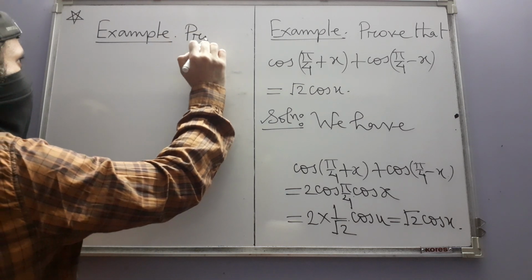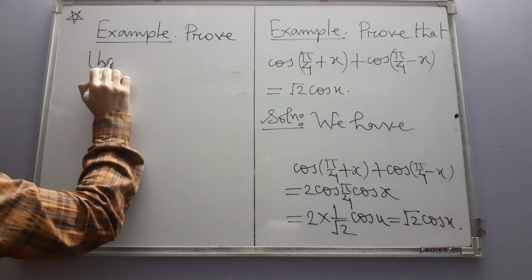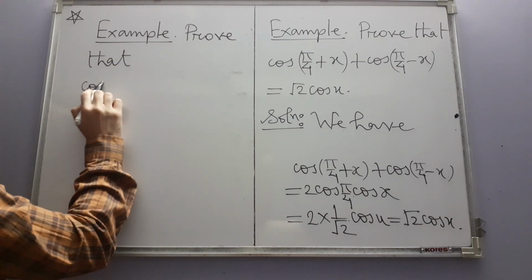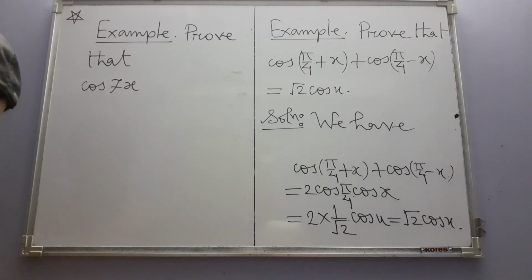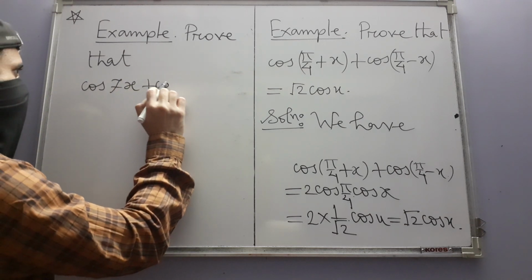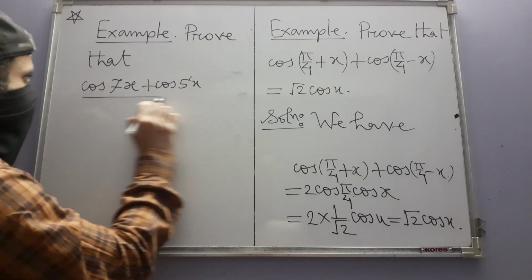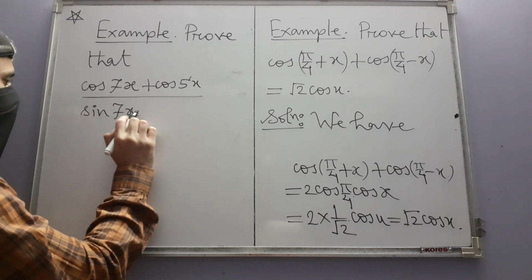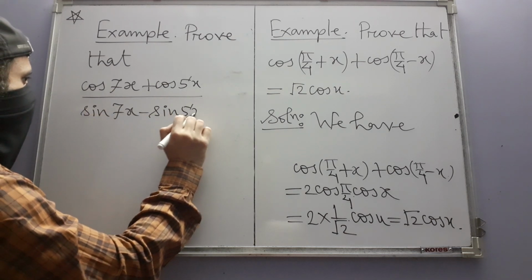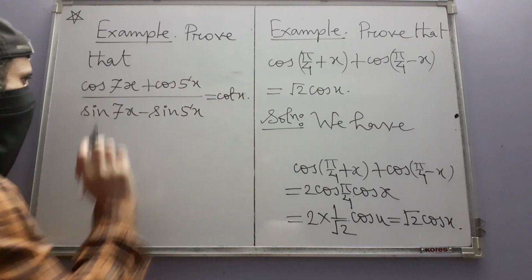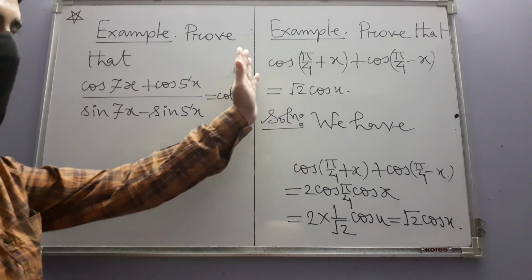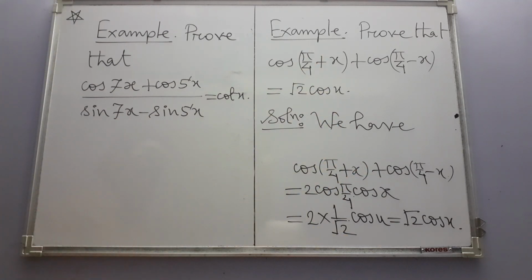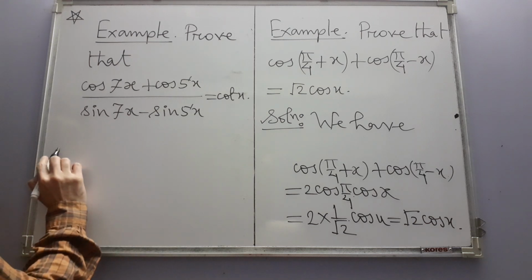But anyway, next. Example, prove that cos 7x plus cos 5x divided by sin 7x minus sin 5x is equal to cot x. Now we have been avoiding the item number 20, those formulas, for a long time in these examples, but now we cannot avoid anymore. We have to use them.